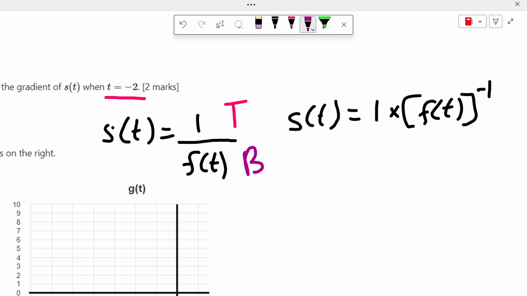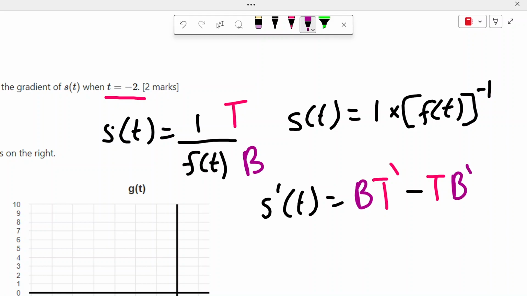So the equation for our quotient rule is given by this here, where s prime of t is equal to the bottom times the top differentiated, minus now the top times the bottom differentiated, and then the easy one to remember is the bottom differentiated squared.